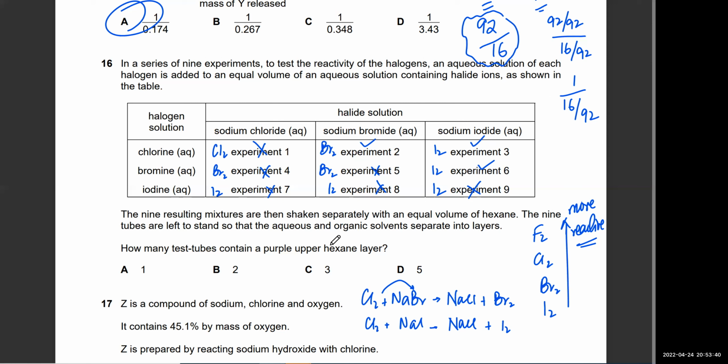So purple means which one is present? If you're talking about a purple layer, so purple kya hota? That's iodine, right? So at the end of the day, in all of these experiments, iodine will be present and the answer would be 5. In 5 of the solutions, you will have, at the end of the day, whether there's a reaction or there's not a reaction, iodine is going to be present.